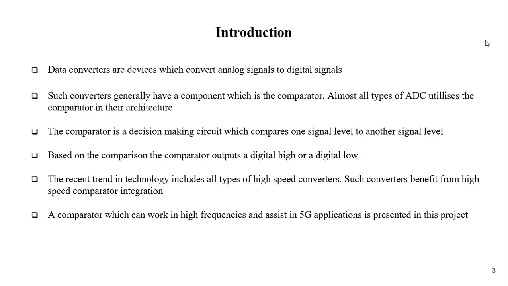So, introduction. The data converters, which we know, the analog to digital and the digital to analog converters, are fundamental types of devices that convert one type of signal to another form of signal. If there is an analog signal which we want to convert to a digital signal, we use an analog to digital converter, and if it is the reverse, we want to convert a digital to an analog, then a DA converter is used.